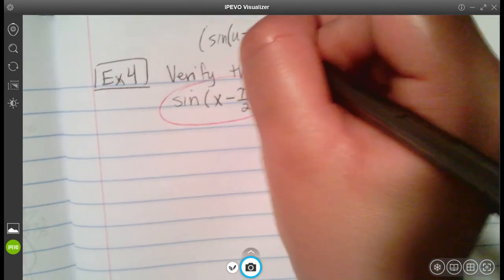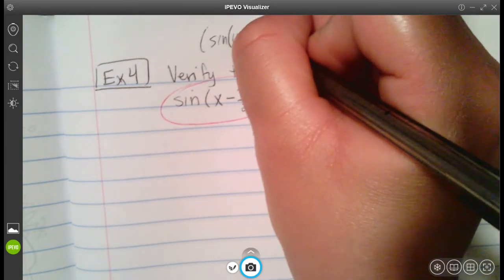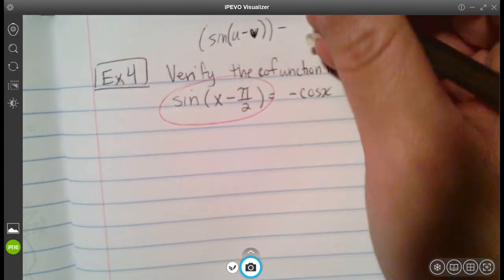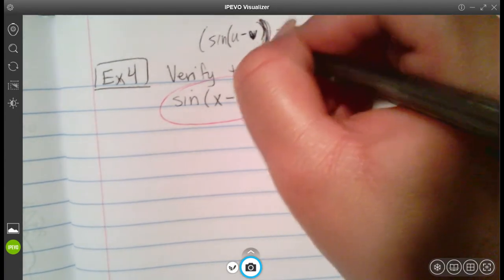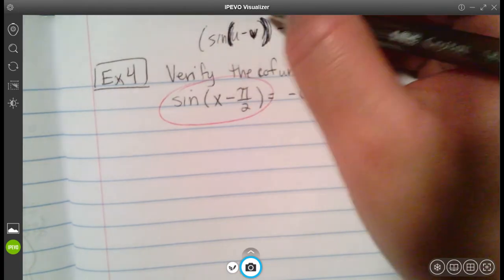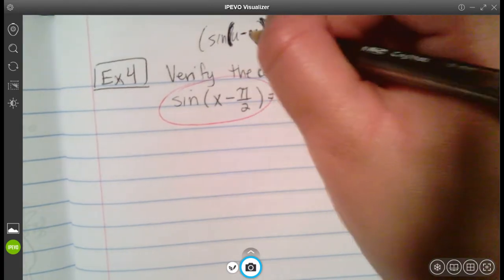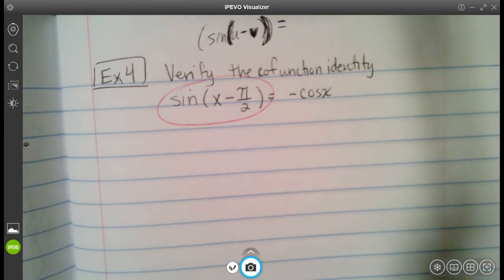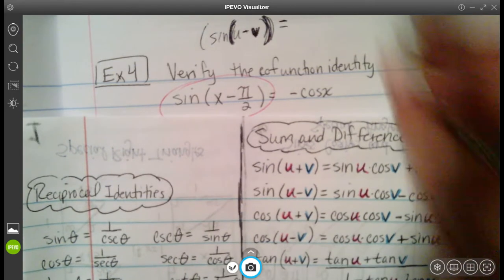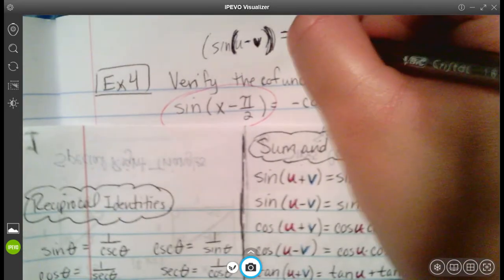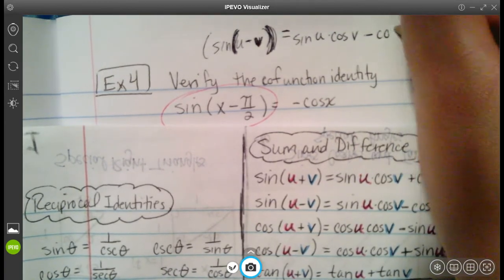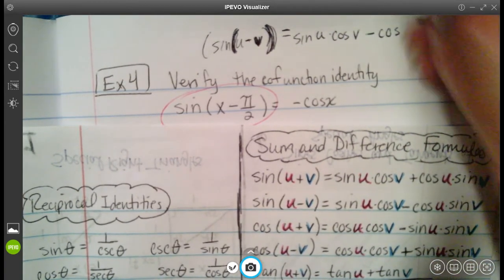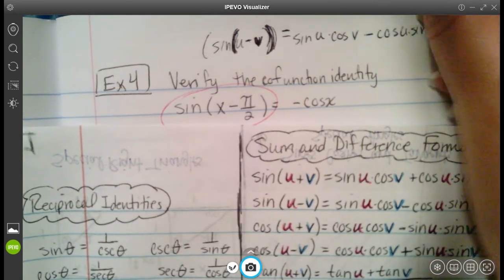Oh, I probably shouldn't have done that. U minus v, not u. Okay, why am I putting double parentheses? I don't know what I'm doing, but don't mind the double parentheses. Pretend there's just one. So sine of u minus v equals, and if we look at our foldable, because that's closer, here it is. It's equal to sine of u times cosine of v minus cosine of u times sine of v.